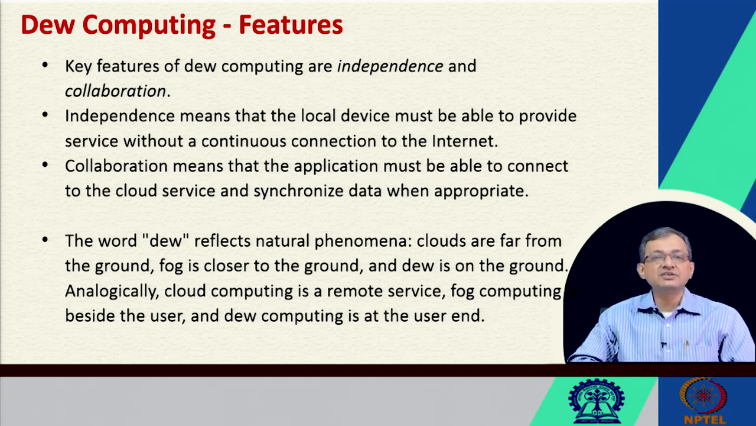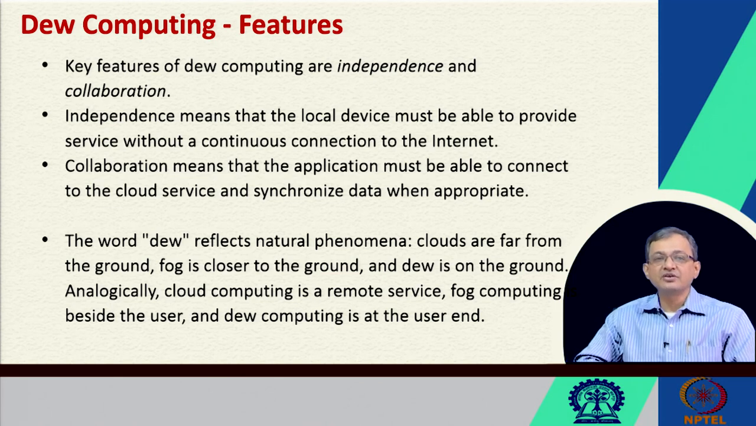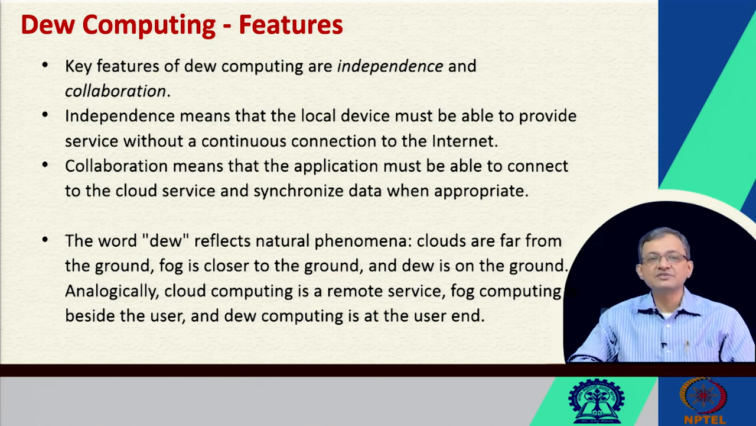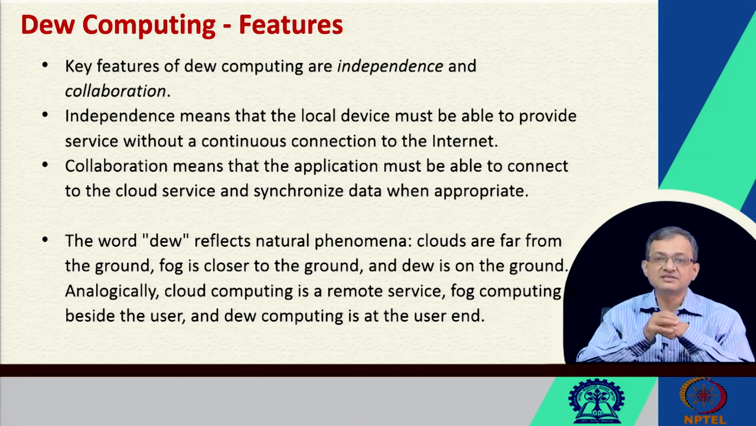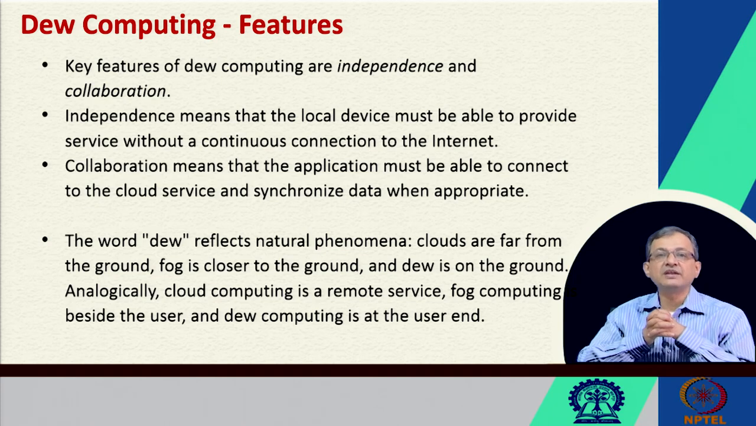So, as we discussed, dew reflects the natural phenomena. Clouds are far from the ground, fog is closer to the ground, and dew is on the ground, right. Analogically, cloud computing is remote service, fog computing is beside the user, and dew computing is at the user system or user premise or user end itself, right. So, it attempts to give those types of service.